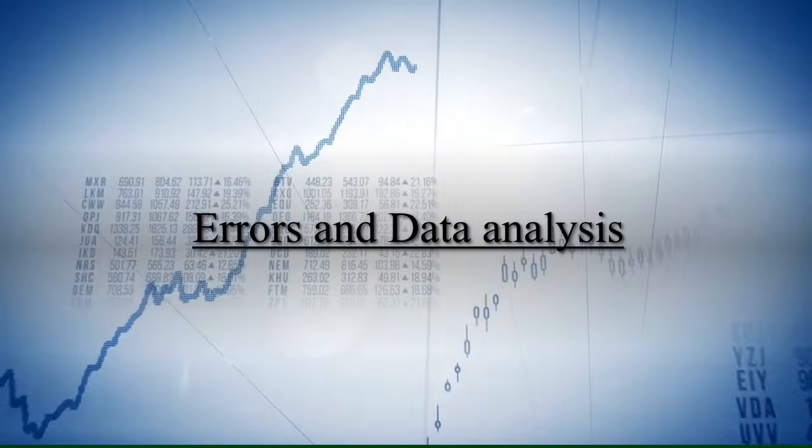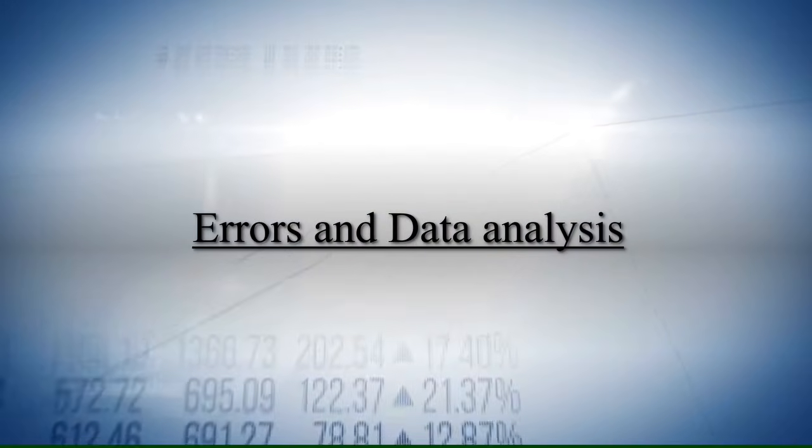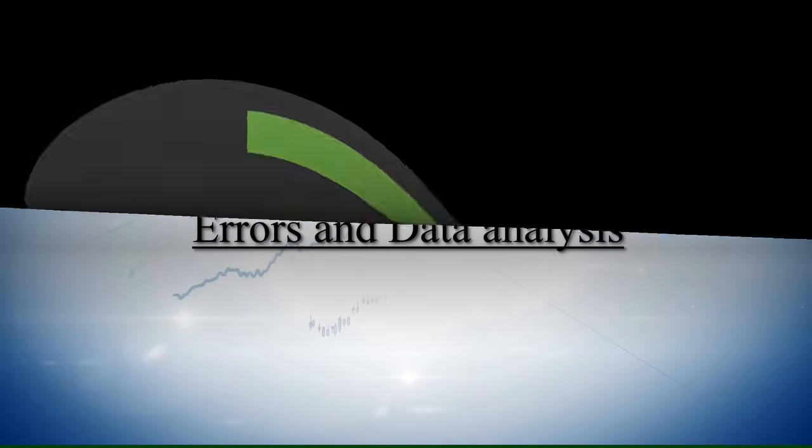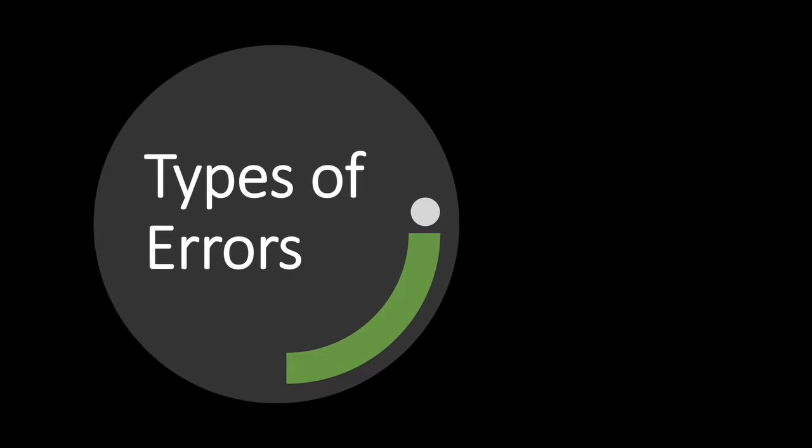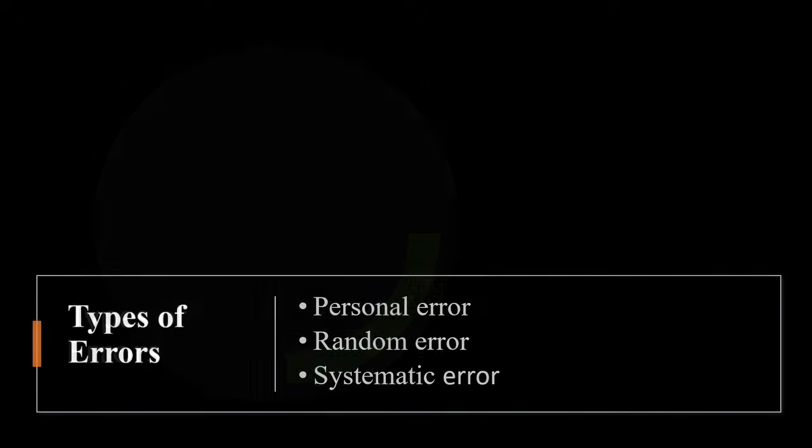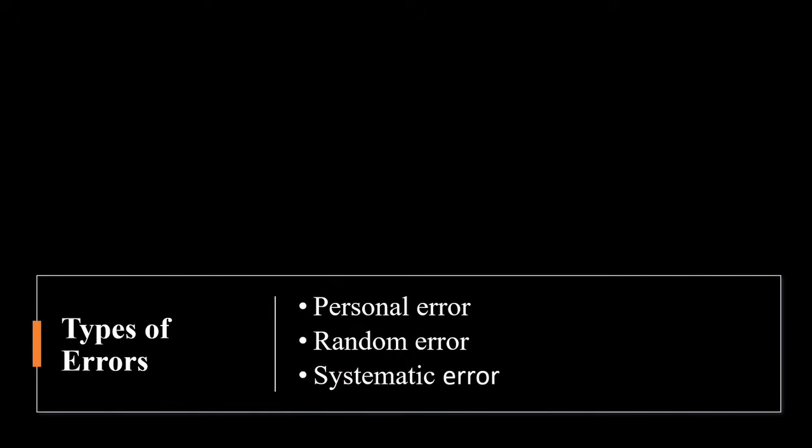Errors and data analysis. There are three main types of errors associated with any measurement that you take in the lab. The first one of which is the personal error, which we tend to think about like this.